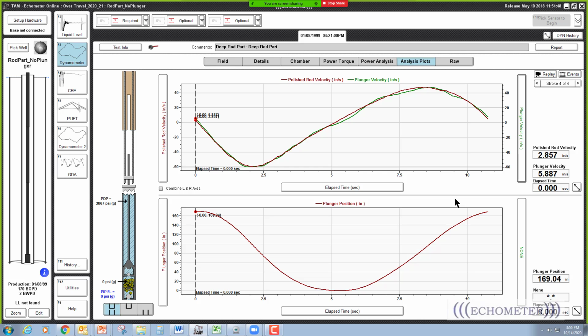Why are they the same? Because there's no stretch. The rod stretch causes the pump to stop and be out of phase with the surface pumping speed. So in this data here, we're seeing that the polish rod velocity and the plunger velocity are the same throughout the stroke. And that's because, again, there's no stretch. There's no pump attached to the bottom of the rod string.